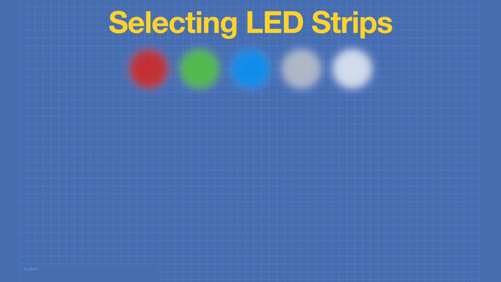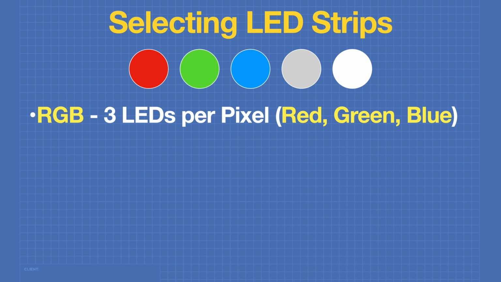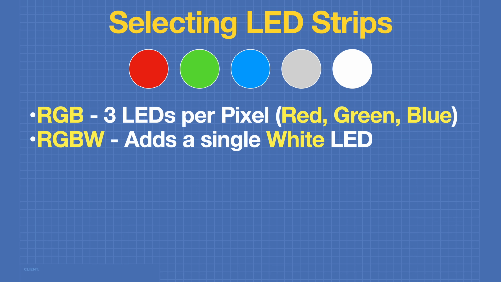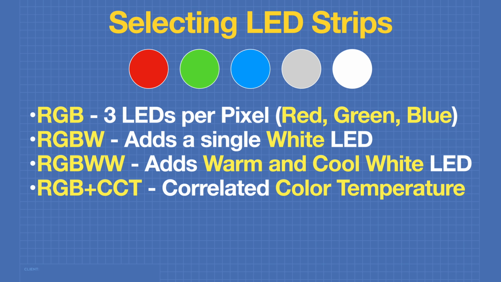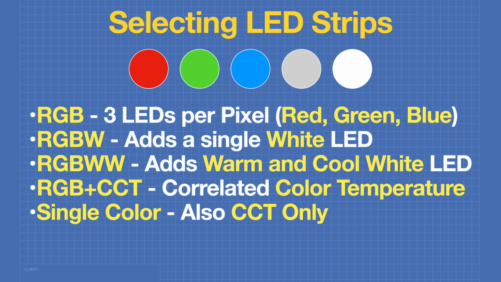When you're looking at LED strips, you'll see a number of designations to indicate the colors they can produce. An RGB strip has 3 LEDs per pixel, a red, green, and a blue. RGBW adds a single white LED, and this can be a cool white, warm white, or neutral white LED. RGBWW LED strips add a warm and cool LED to the same chip. RGB plus CCT adds a correlated color temperature white LED. You can also get single color and CCT only LED strips.